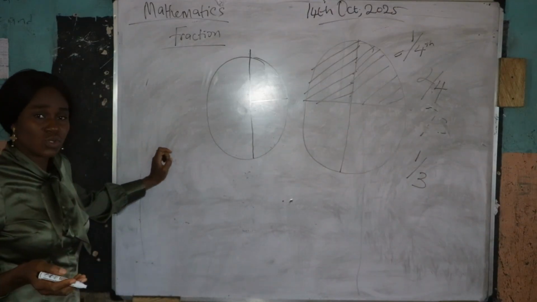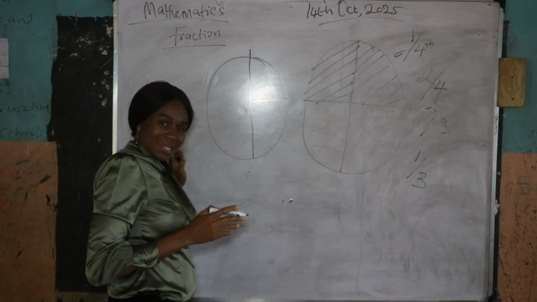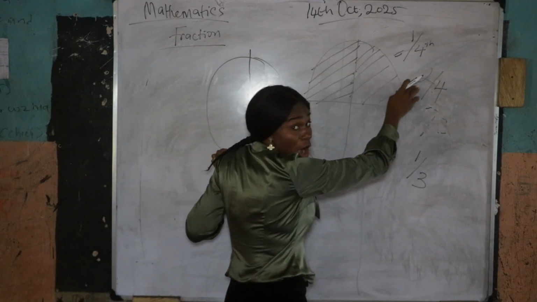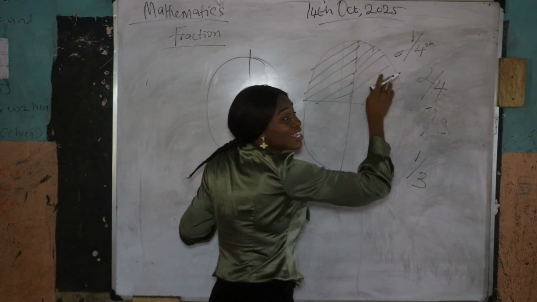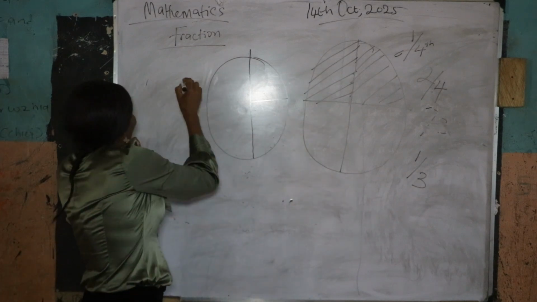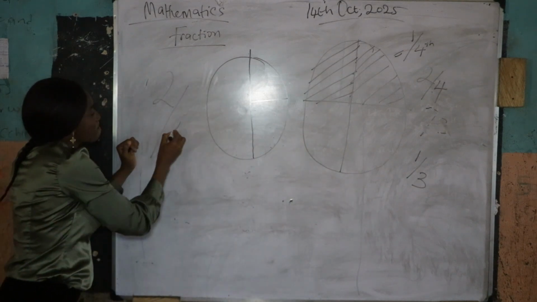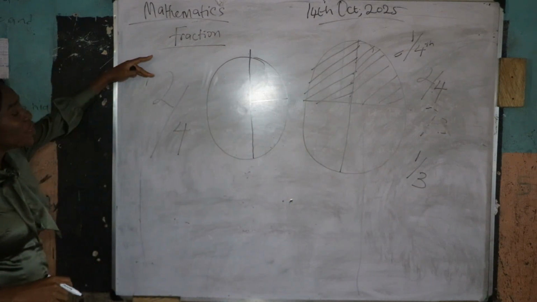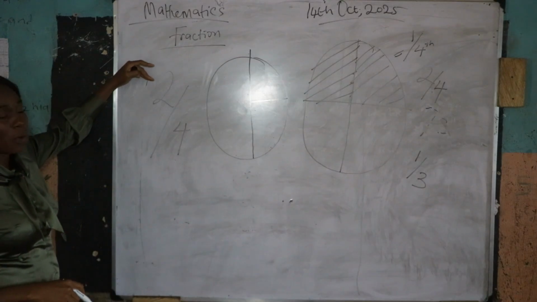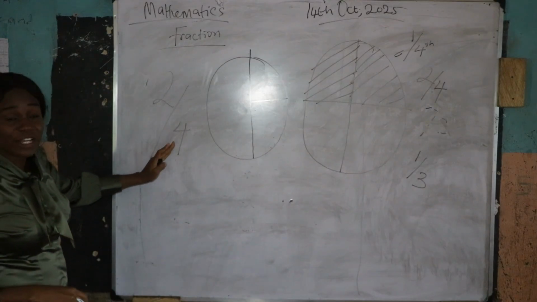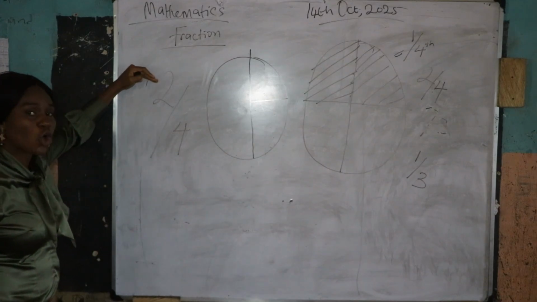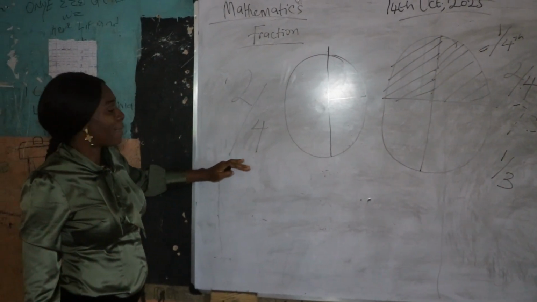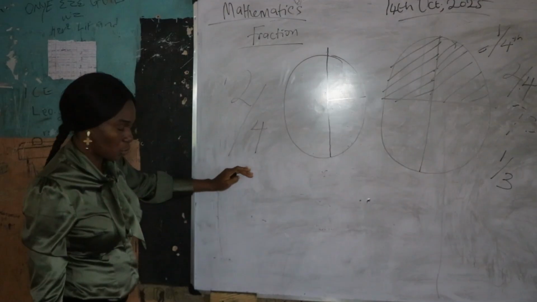So, what am I trying to say? A fraction has 2 parts: the numerator and the denominator. The numerator is the number at the top. And we are talking of 2 over 4. The 2 at the top here is the numerator, while the denominator, which is 4, is the number beneath it. The number at the top is called the numerator, while the number below is called the denominator.